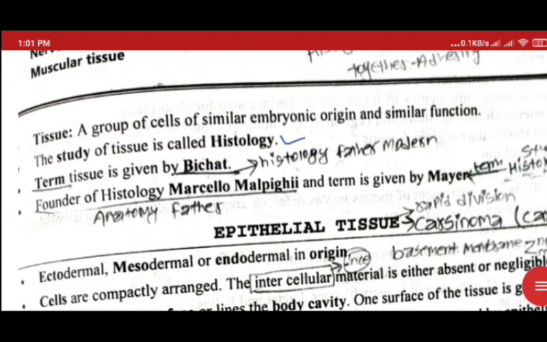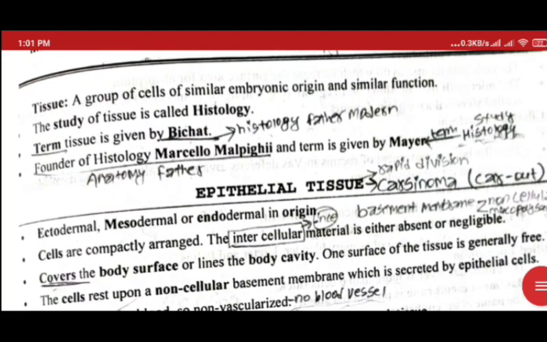Now, the terms histology and tissue. The term histology is given by whom? By Mayer. And the term tissue is given by whom? By Bichat. So Bichat is also called what? Father of tissue.